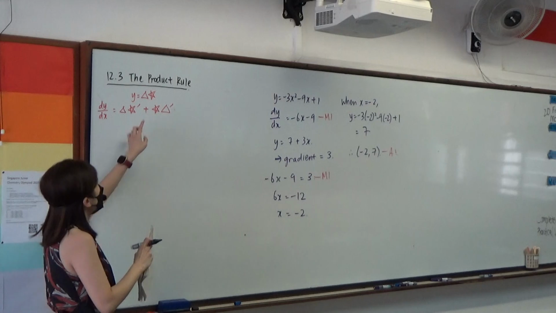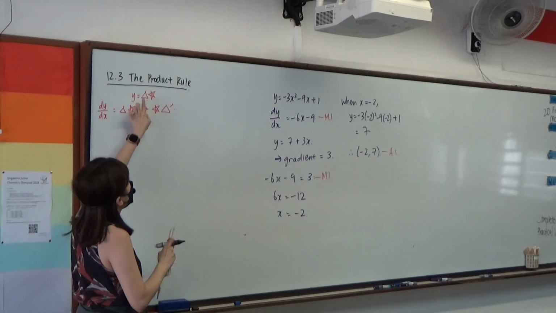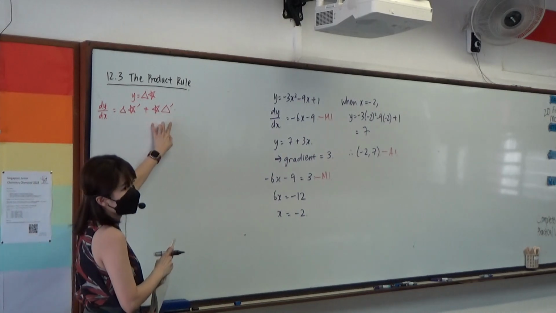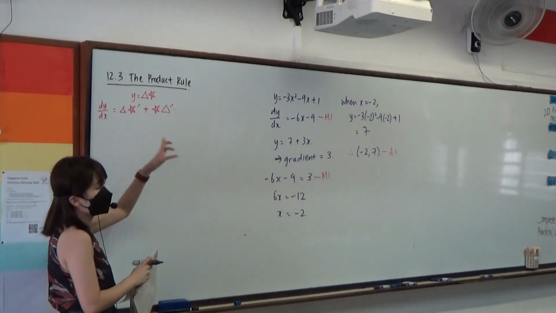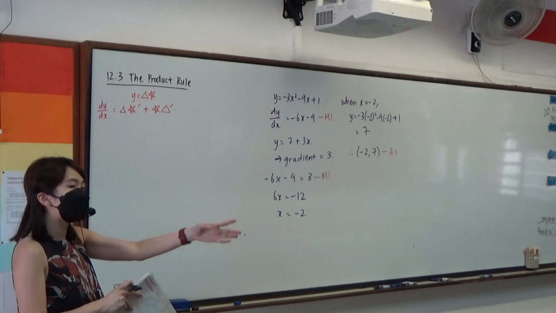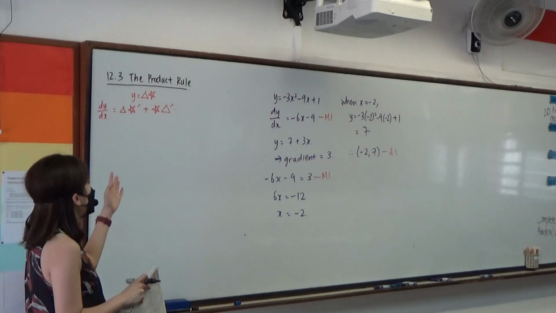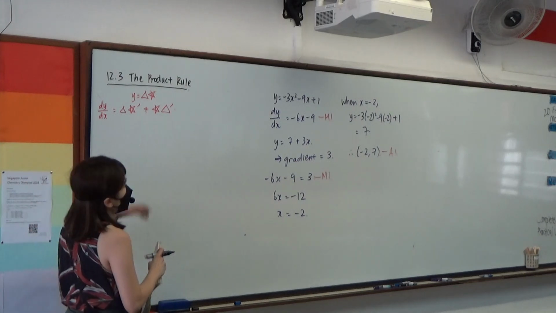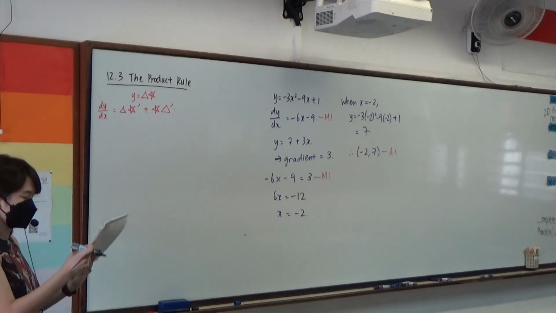Product rule: if given two things multiplying together, we keep left, differentiate right, plus keep right, differentiate left. It is okay if you flip it the other way around, where you keep right first then differentiate left, then plus keep left differentiate right. That's also fine. Because it's addition over here, it doesn't affect your answer. Okay?